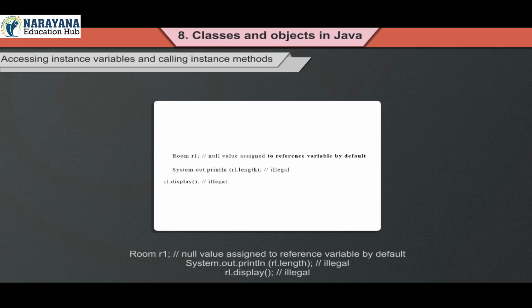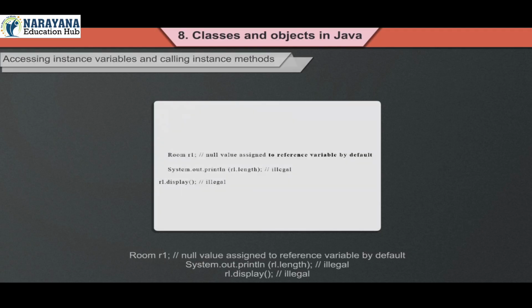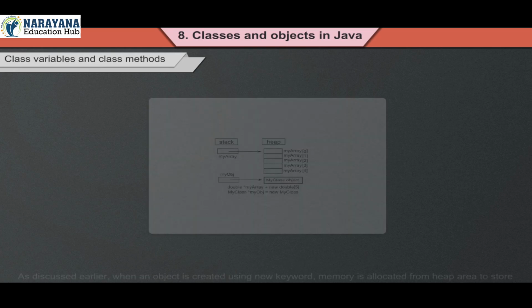System.out.println(r1.length); is illegal. r1.display(); is illegal. Class variables and class methods.